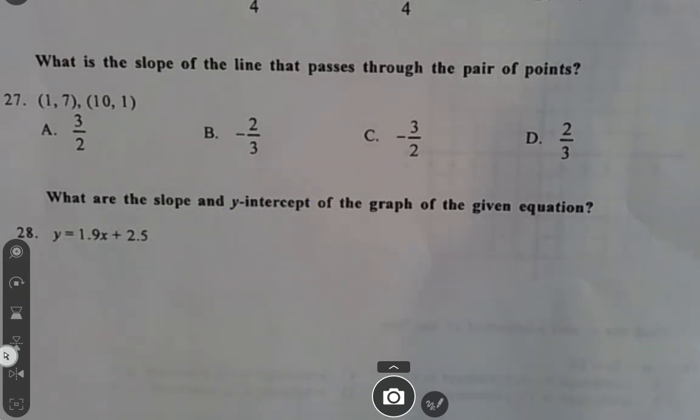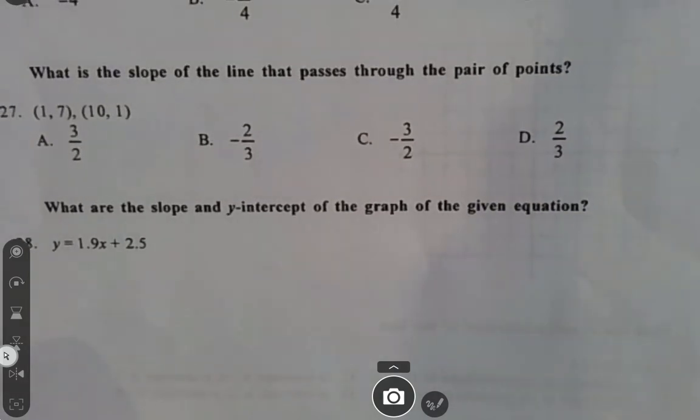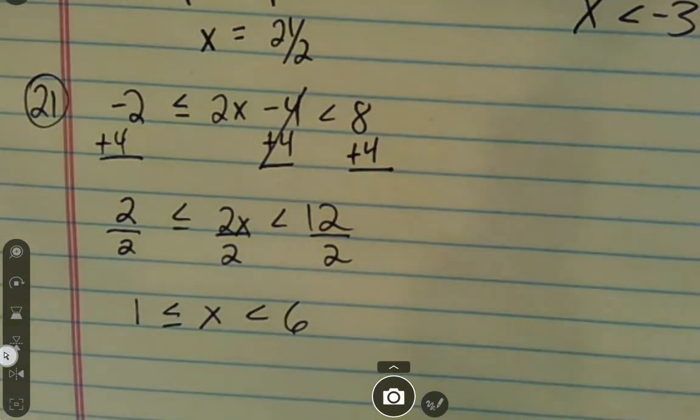All right, moving along. 29. There's hot guys from Home Depot. What? Hot guys from Home Depot.